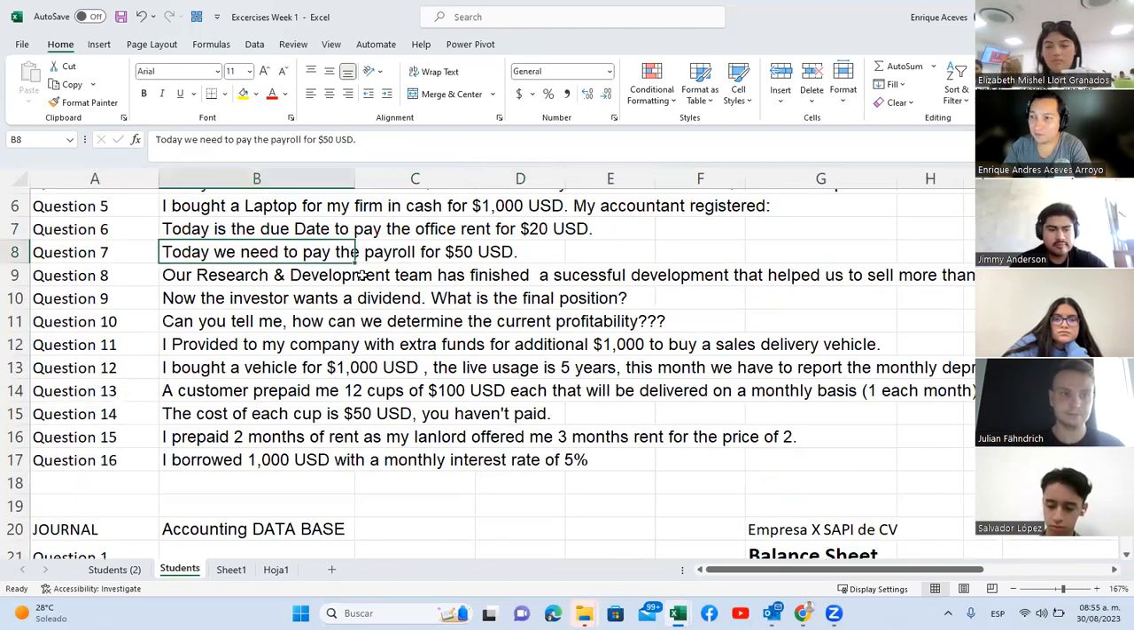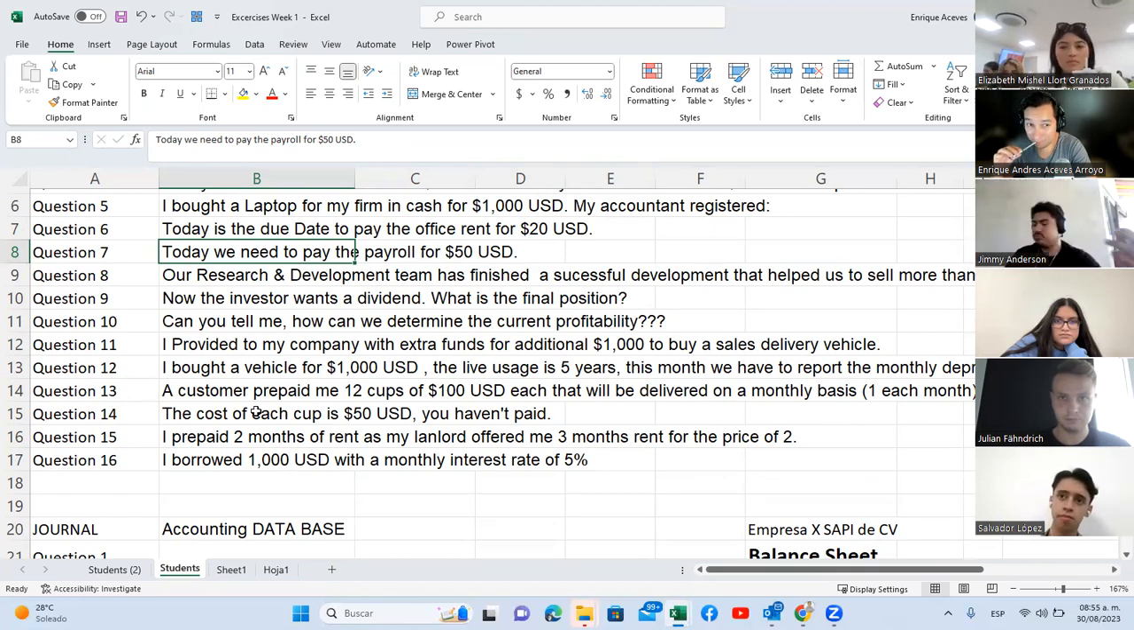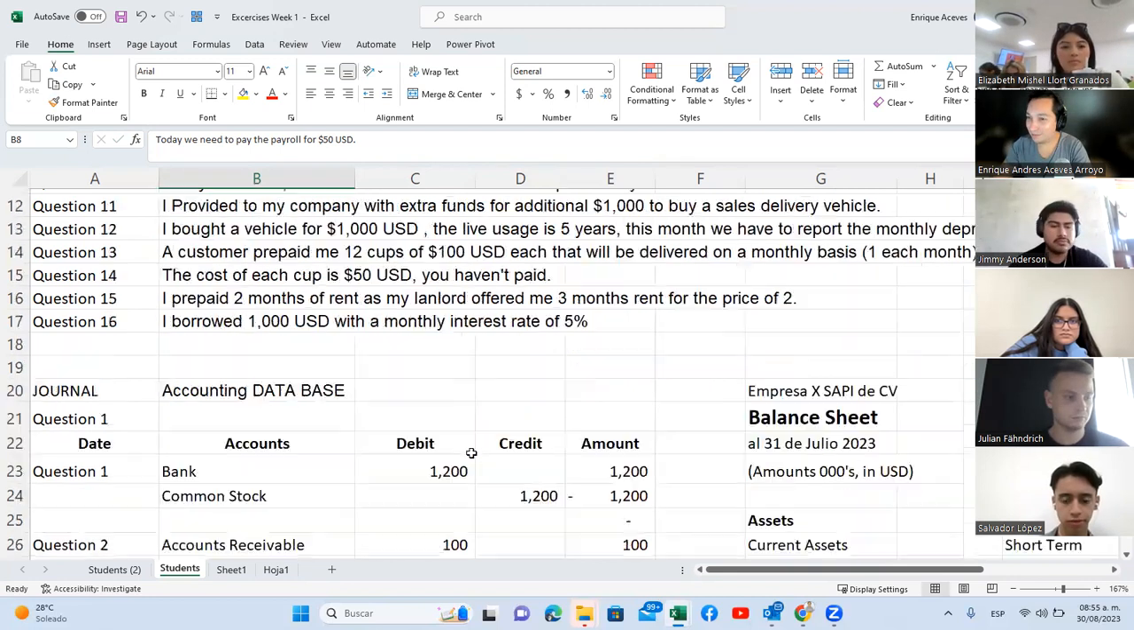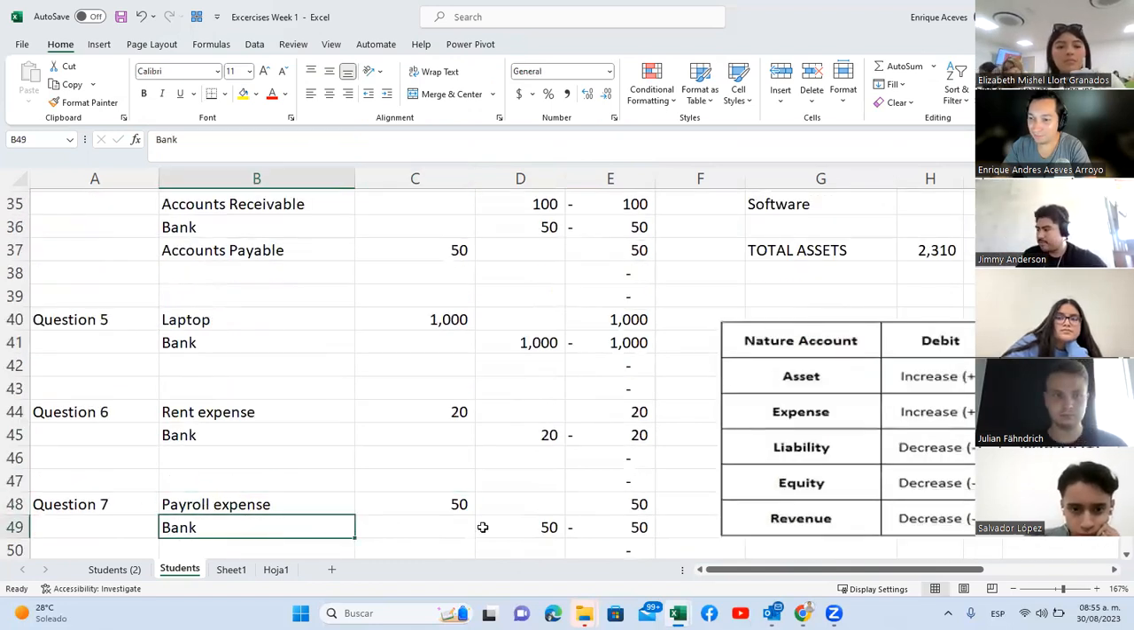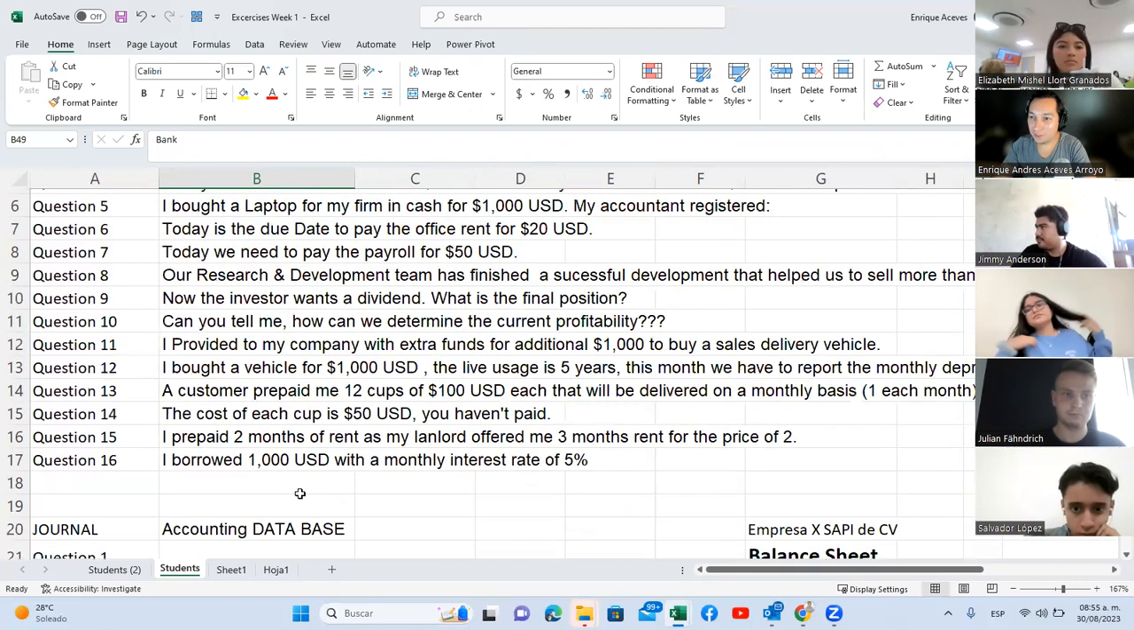Question 7. Today we need to pay the payroll for $50. Accounting register, please, guys. It will be debit 50 in payroll expenses. Awesome. And credit, you're missing the other half. It will be bank. Awesome. That's it. Question 7. Payroll expense, bank. Okay.